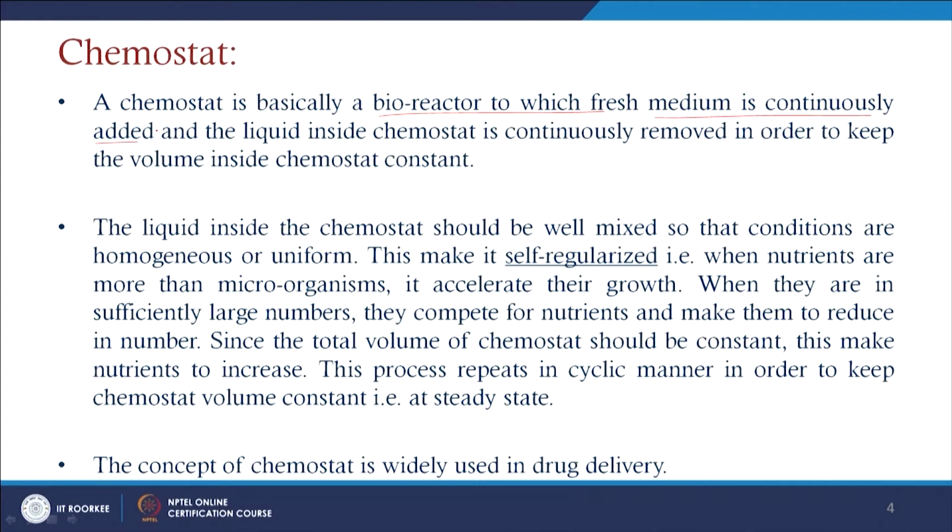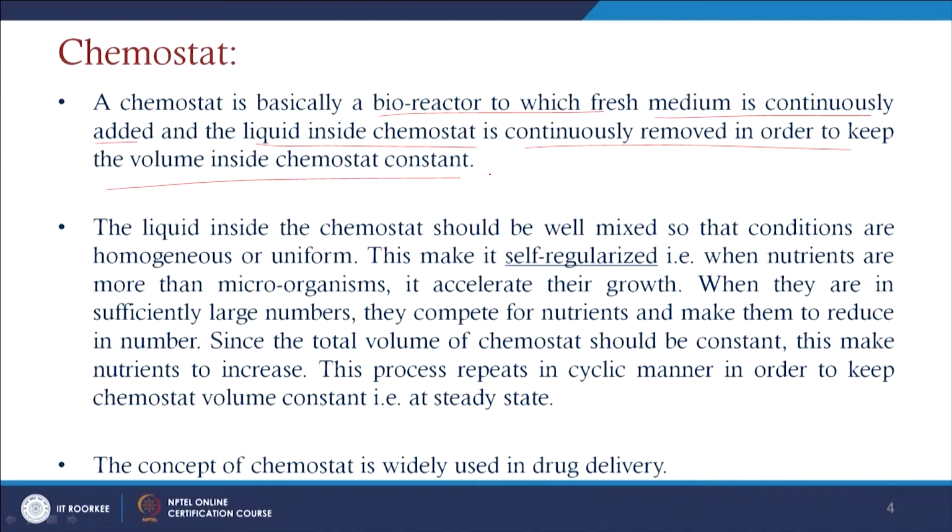Suppose oxygen is supplied, and the liquid inside the chemostat is continuously removed in order to keep the volume inside the chemostat constant. Since the volume is constant, according to conservation of mass, whatever amount is supplied, the same amount flows out. The liquid inside the chemostat should be well mixed so that conditions are homogeneous or uniform, and this makes it self-regularized. That is, when nutrients are more than microorganisms, it accelerates their growth. If it is not properly mixed, we cannot find a uniform structure of the medium, and growth will be hampered.